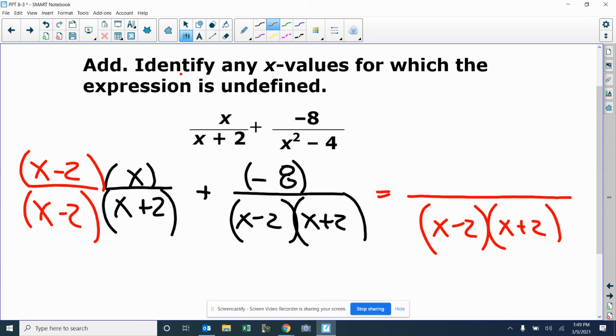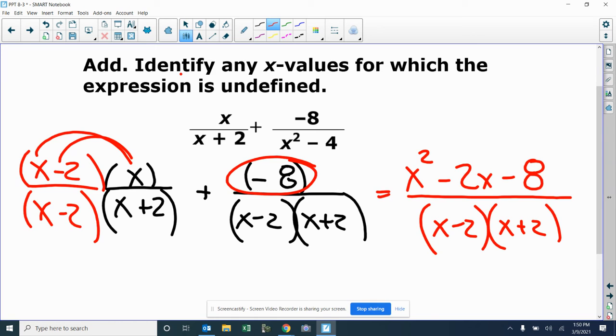And now I'm going to distribute here. So I'm going to have x times x, x squared. I'm going to have negative 2 times x, which would be negative 2x. And then I'm going to have nothing else here, but this negative 8 needs to come along. And there you have it.